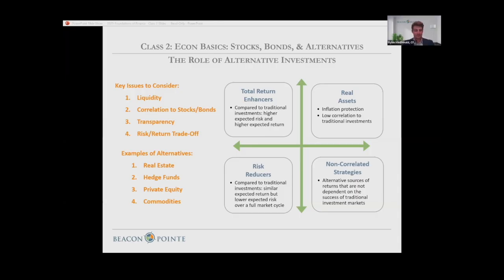Well said. And then lastly, the last one is risk reducers. Compared to traditional investments, similar expected return, but lower expected risk over full market cycles. I would stuff real estate into that particular category. I think that if you look at real estate relative to, let's say equities, real estate can have an attractive return. It's kind of similar to equities, but oftentimes real estate can be seen as being less risky as well.